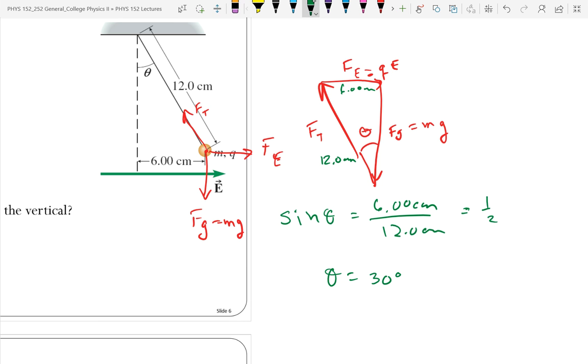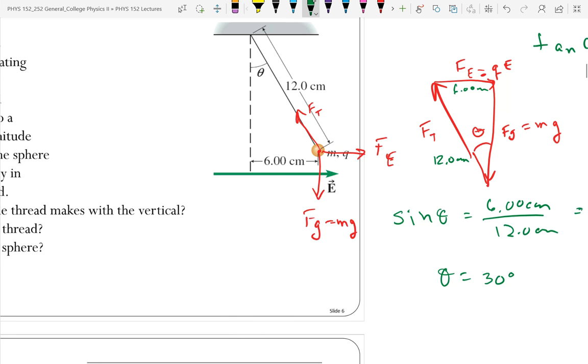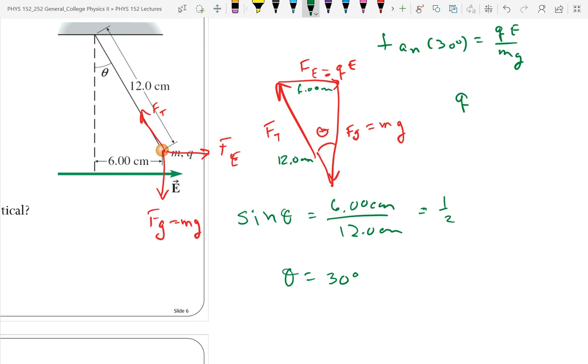Okay, well, one's the opposite side and one's the adjacent side. What function relates opposite and adjacent sides? Tangent. So we'll have tangent of 30 degrees is equal to QE over mg. And thus, I can solve for Q. Q is equal to mg tangent of 30 degrees over E.